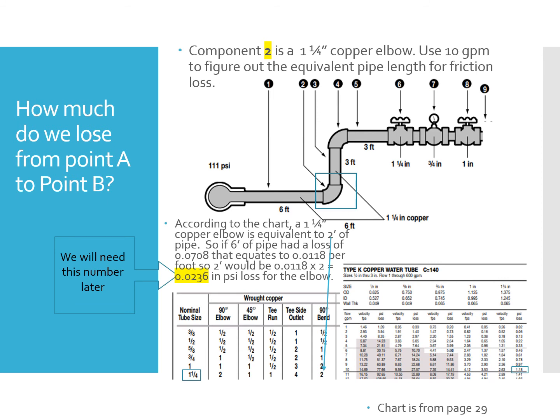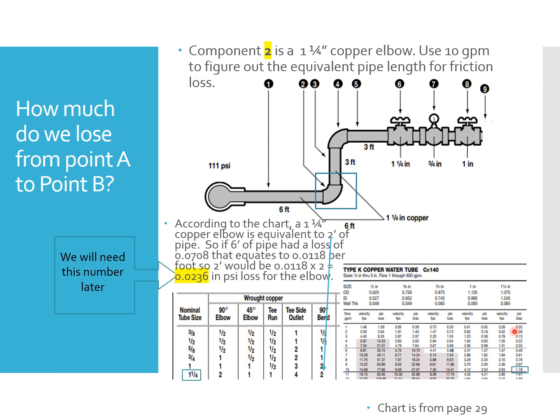Component number 2 is this 1¼ wrought copper elbow. Again, we're going to be using 10 gallons a minute to figure out the equivalent pipe length for friction loss. So if you remember this chart earlier, here we have a 1¼ inch copper pipe. It's a 90-degree bend. It's equivalent to 2 feet of pipe.